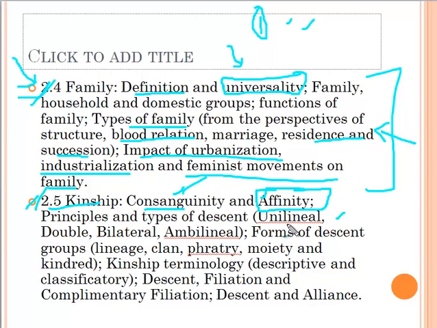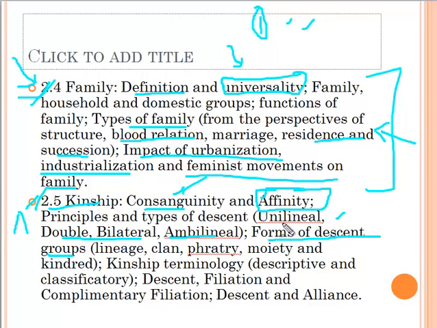In unilineal descent, you just say that you have descended either from your mother or father. In a patrilineal society, the descent is from the father. In matrilineal, it is from the mother. And in bilateral, there is some basic difference between double and bilateral. I am not able to remember right now. But in double descent, you descend from both mother and father. In bilateral, it is something similar, but there is a basic difference, so we will study it later. And ambilineal means you can choose to descend from your father's side or your mother's side, it depends on you. Then forms of descent groups.